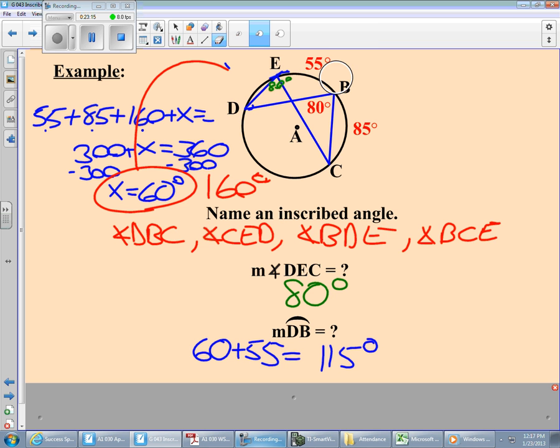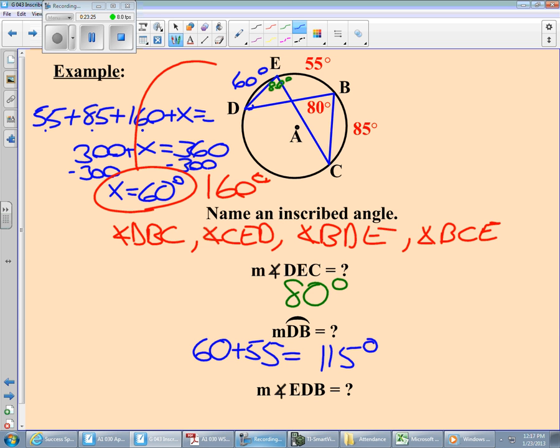Again, I'm going to erase some of my clutter. Okay, a lot of stuff going on in this circle. One more question. The measure of angle EDB is what? I have no idea. Let's find it in the picture. EDB is here, this little guy. And you see anything else in the picture that can be used to help us with the measure of angle EDB?